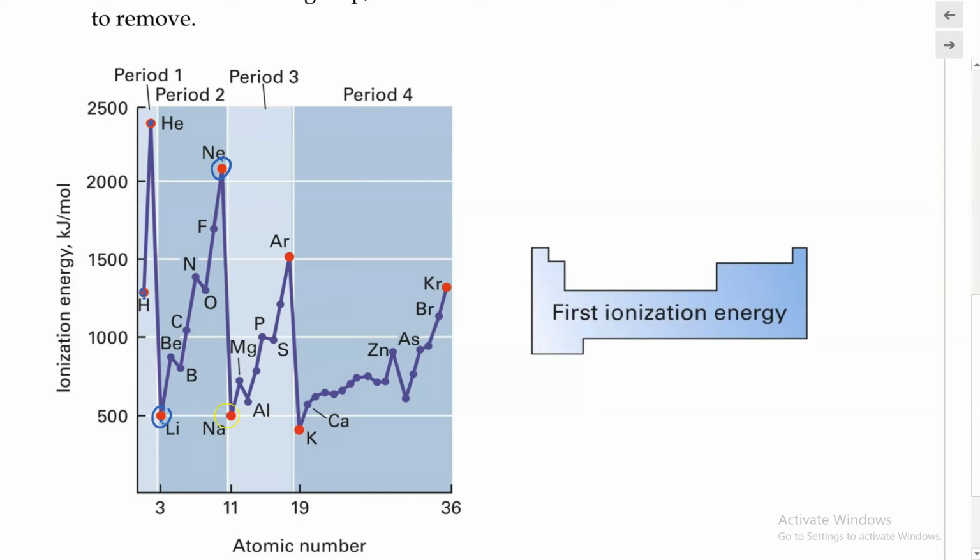Moving on to the third period, sodium has the lowest ionization energy, and as we go from left to right, argon now has the highest ionization energy. And the same thing in period 4. Potassium has the lowest, and krypton has the highest. So the noble gases in each row have the highest ionization energy.